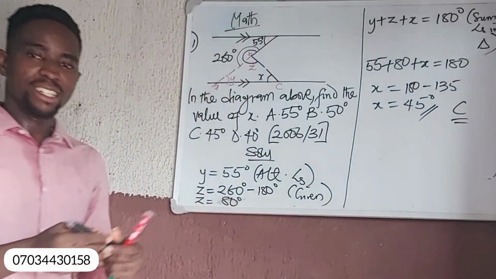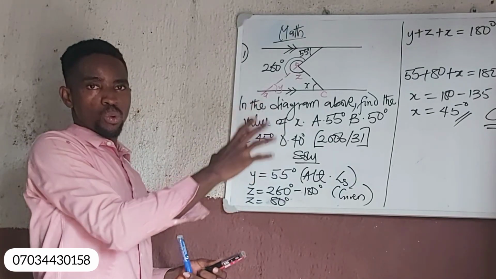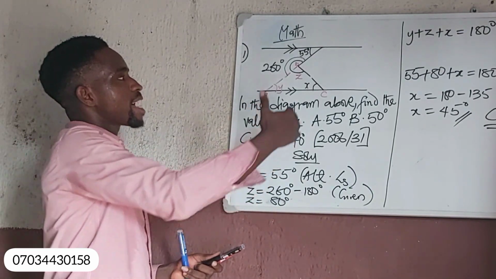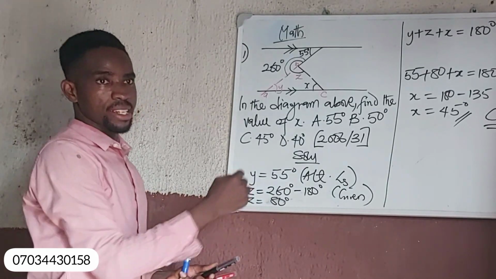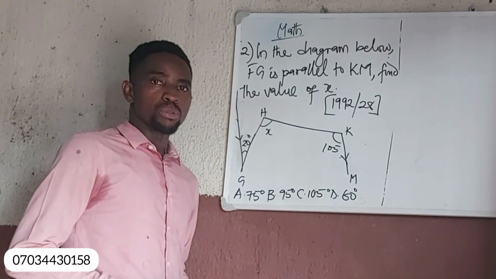Right? Now, like I told you, this is just one of the ways to solve this. Someone can decide to use another method and it will still be fine. Right? So let's solve another example. Here is example 2.